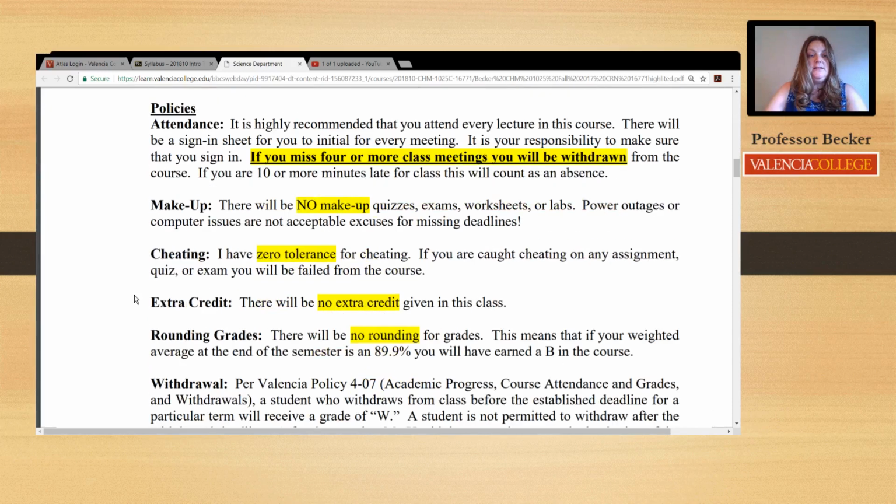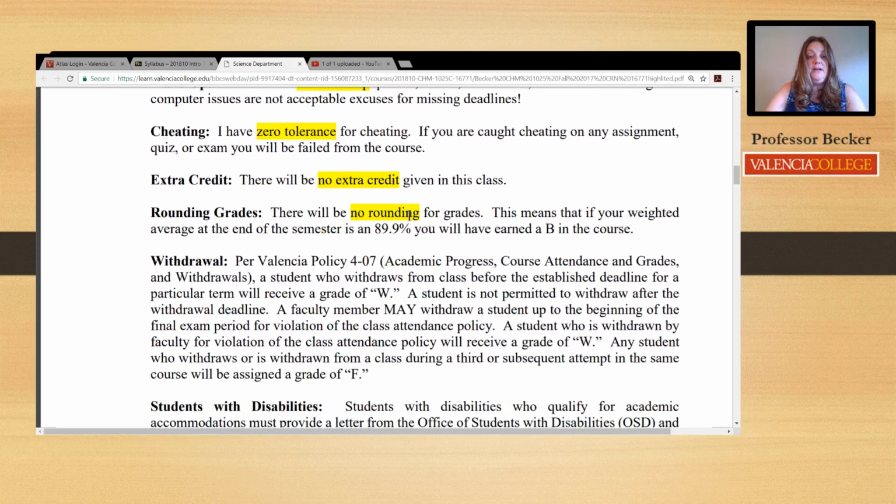Let's go down to policies. So under attendance, what's really important is if you miss 4 or more class meetings, you will automatically be withdrawn from the class. There are no excused absences. If you are 10 or more minutes late for class, that will count as an absence. Under makeup, there are no makeups for anything. Cheating, I have a 0 tolerance for cheating, which means that if I can prove that you cheated, you will automatically fail the course. There is no extra credit this semester, and there will be no rounding of grades.